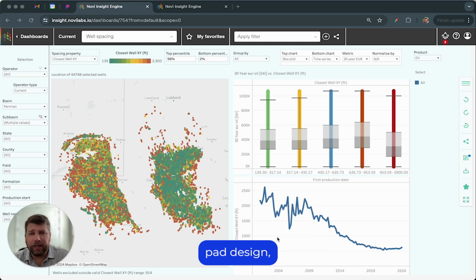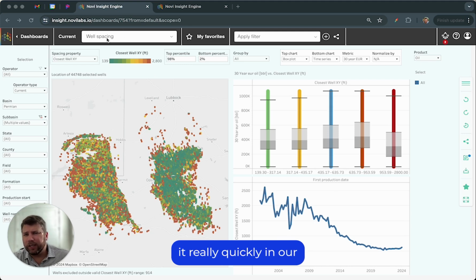Today we're going to look at pad design, how it differs from basin to basin, and trying to understand spacing trends as well as how many wells per section that people are drilling. So I'm looking at it really quickly in our well spacing dashboard.